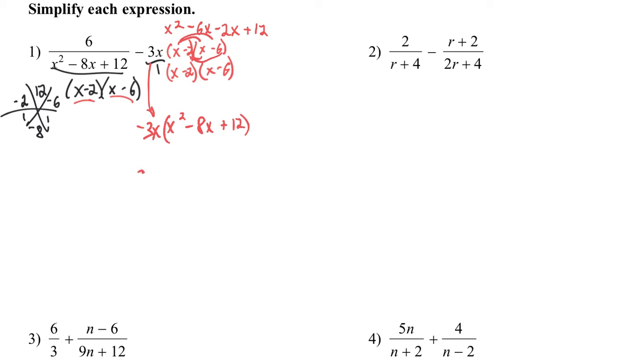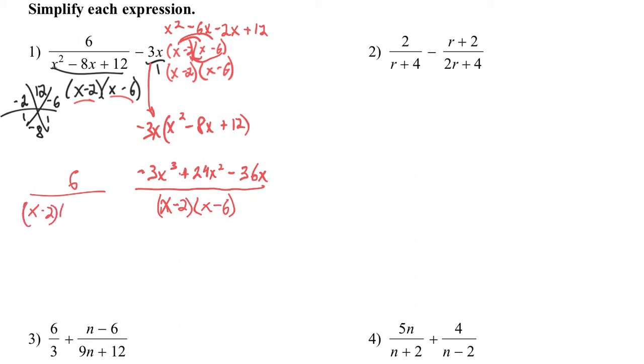So we have negative 3x cubed, and then positive 24x squared, and then negative 36x. Okay, so that's all over x minus 2 and x minus 6. And then we have 6 over x minus 2 and x minus 6. So these two fractions are going to get added together. I changed it to addition because I already distributed that negative, so I don't need to put a minus again.